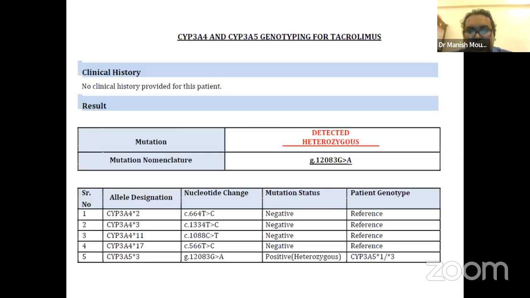And we are also doing this test for CYP antibody, for understanding drug metabolism of tacrolimus. Thank you.